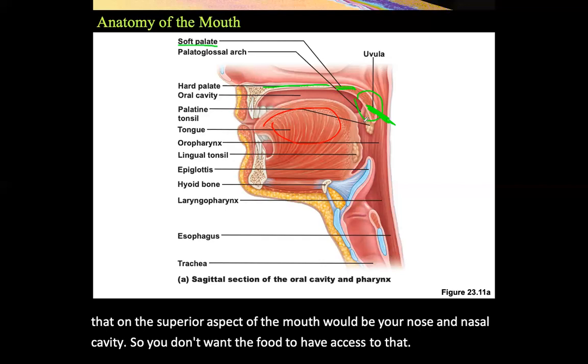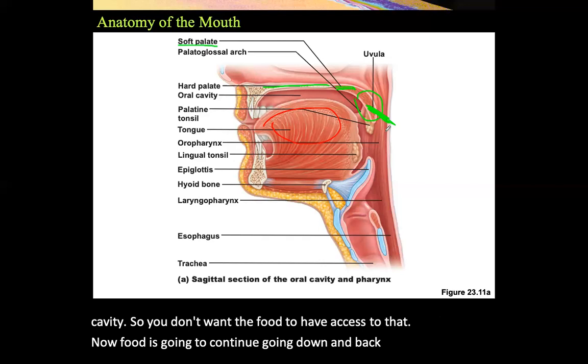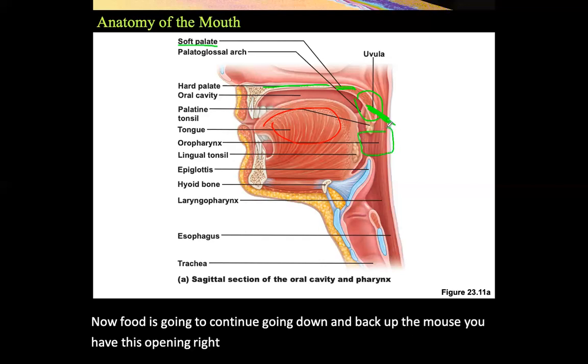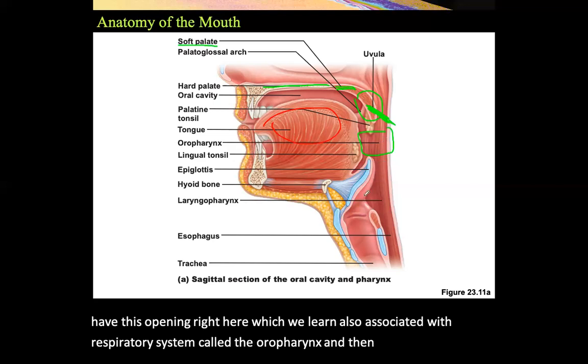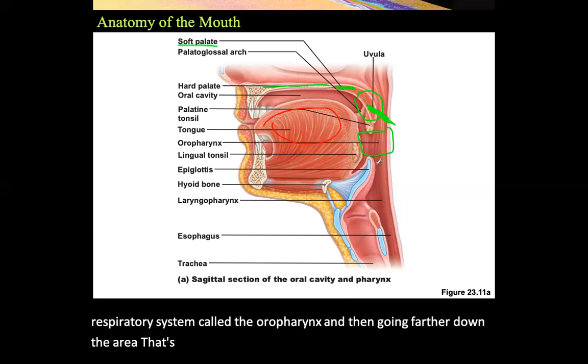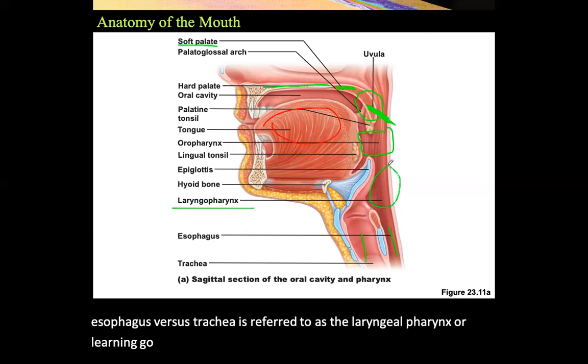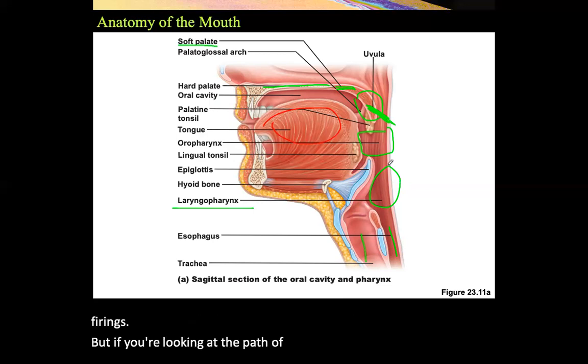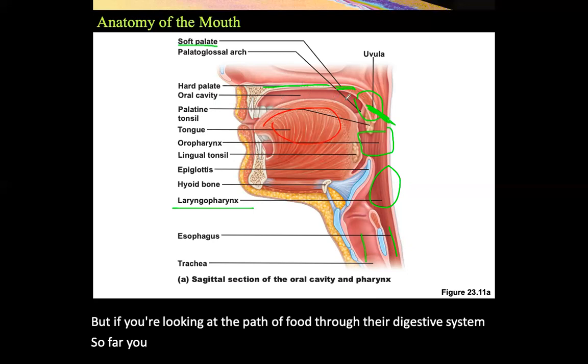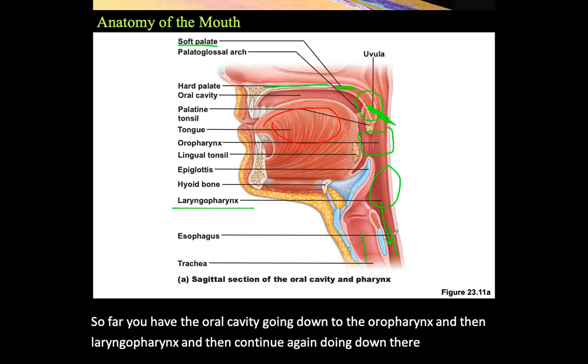Now, food is going to continue going down, and at the back of the mouth, you have this opening right here, which we learned is also associated with the respiratory system, called the oropharynx. And then going farther down, the area that allows the food to choose the path of esophagus versus trachea is referred to as the laryngopharynx. So this area right here would be your laryngopharynx. So if you're looking at the path of food through the digestive system so far, you have the oral cavity going down to the oropharynx, and then laryngopharynx, and then continuing down the tube, which we refer to as the esophagus.